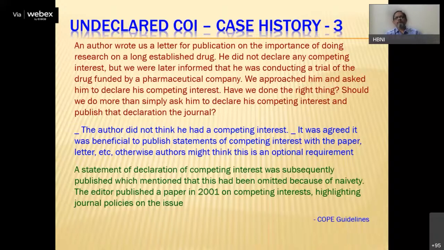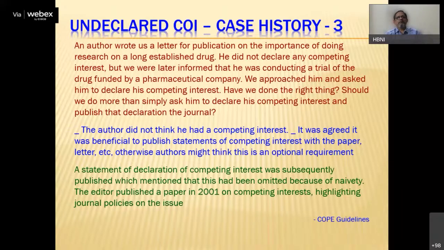So the question which was put up to COPE was, have the editors done the right thing? And should they do something more than simply asking him to declare his competing interest and publish the declaration in the journal? So the COPE committee replies saying that the author did not think he had a competing interest. It was agreed it was beneficial to publish statements of competing interest with a paper or a letter. Otherwise, authors might think this is an optional requirement.